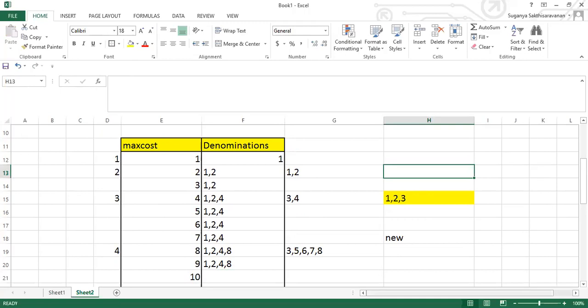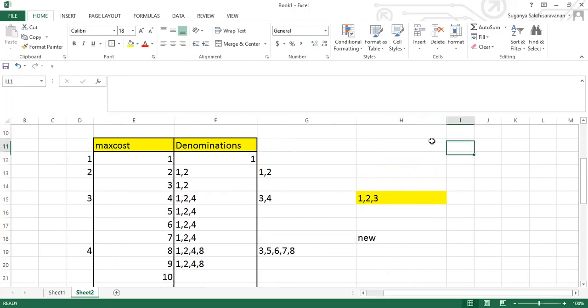I'll have a table called count of coin, and here we can make it. So one coin for rupee 1 to 1, and in the same way 2 coins from 2 to 3, and 3 coins from 4 to 7.